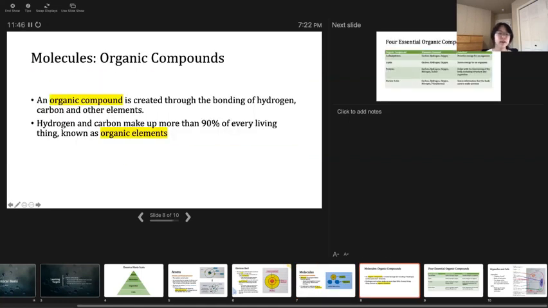All right, so one type of molecule is called an organic compound. An organic compound is created through the bonding, or sticking together, of hydrogen, carbon, and other elements. These 2 elements, hydrogen and carbon, make up more than 90% of every living thing, and that's why they're known as organic elements. If you've heard of organic before, you probably know that it means it's related to life. Because hydrogen and carbon make up that much of every living thing, they're known as organic elements.